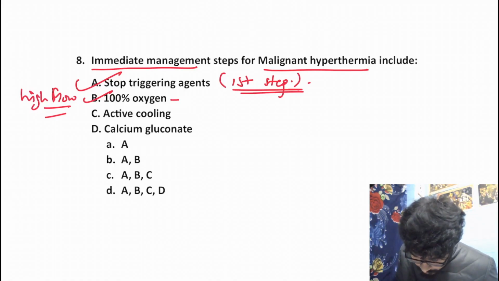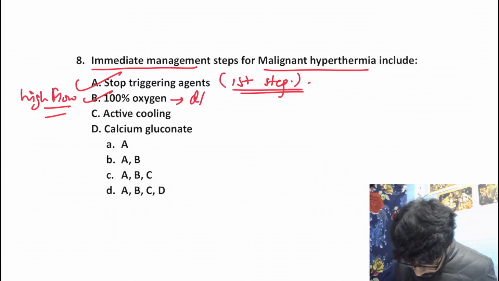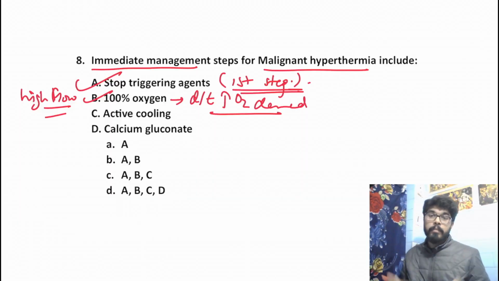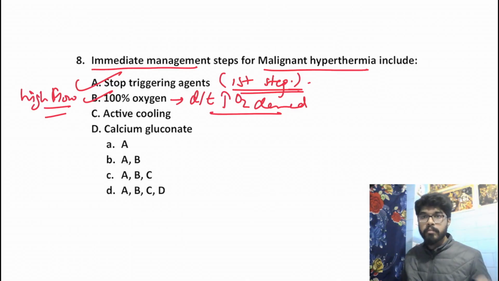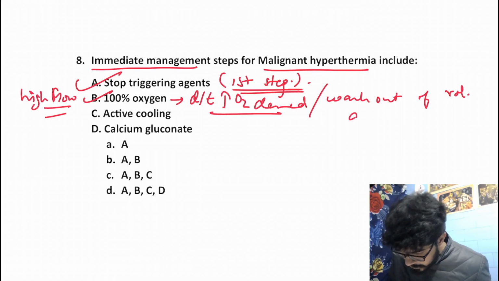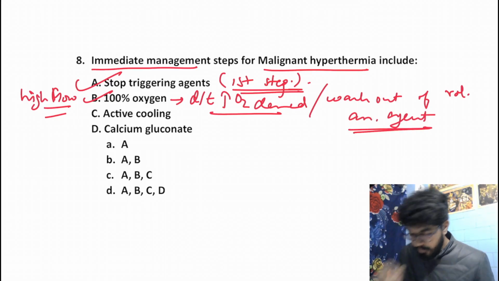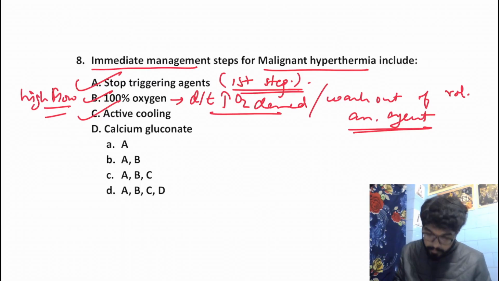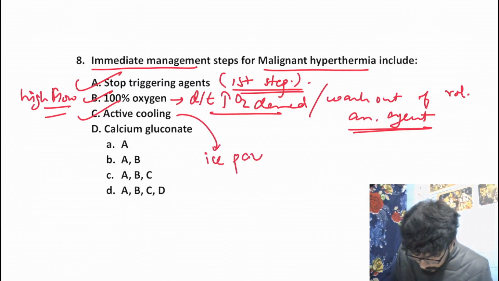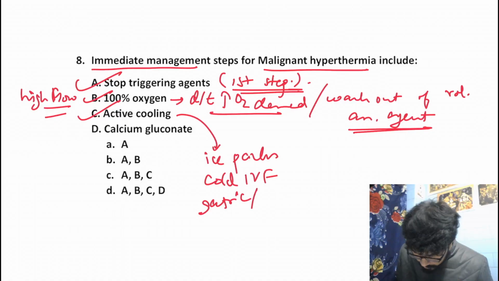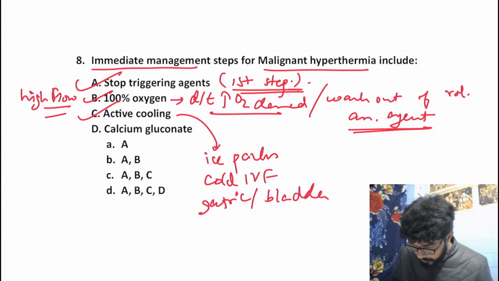This is to manage the increased oxygen demand, as the body is in a state of hypermetabolism. So we need to provide the oxygen for that so that the body does not resort to anaerobic metabolism, right? And moreover, this high flow oxygen can also cause washout of the volatile anesthetic agent, right? Okay. Active cooling, yes, active cooling to counter the hyperthermia component. Active cooling can be done with ice packs, with cold IV fluid. Moreover, gastric or bladder lavage with cold fluids.